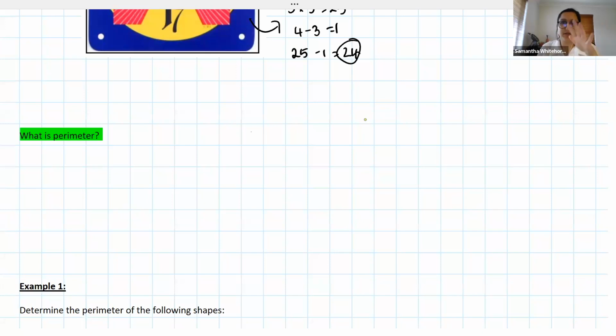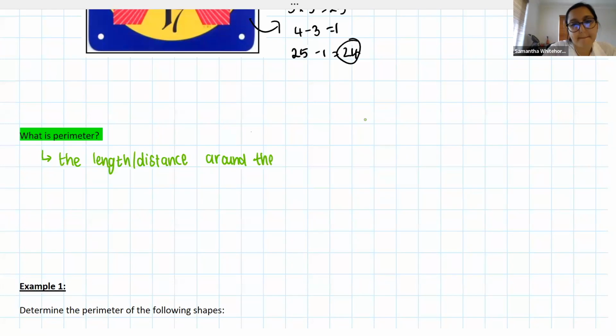All right, guys, I'm going to take what I have here because I don't think we're going to spend all this much time trying to just get a definition. So the perimeter is your length, or you can say distance, either is fine, around the outside of a 2D shape.